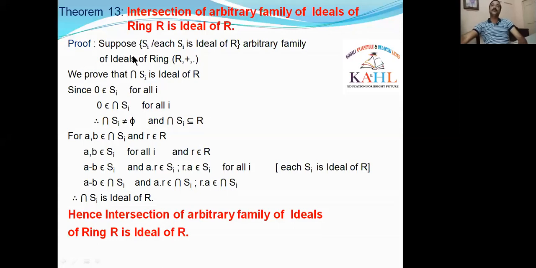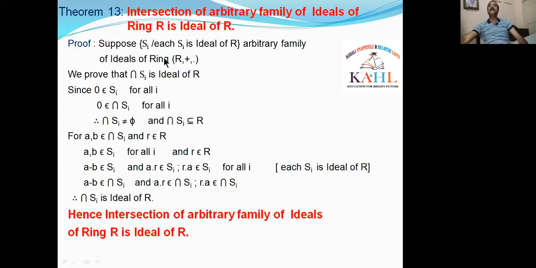Proof. Suppose {Si} is a family of subsets of R such that each Si is an ideal of R. This is an arbitrary family of ideals of ring R. We have to prove that the intersection of this arbitrary family, that is the intersection of Si, is an ideal of R.